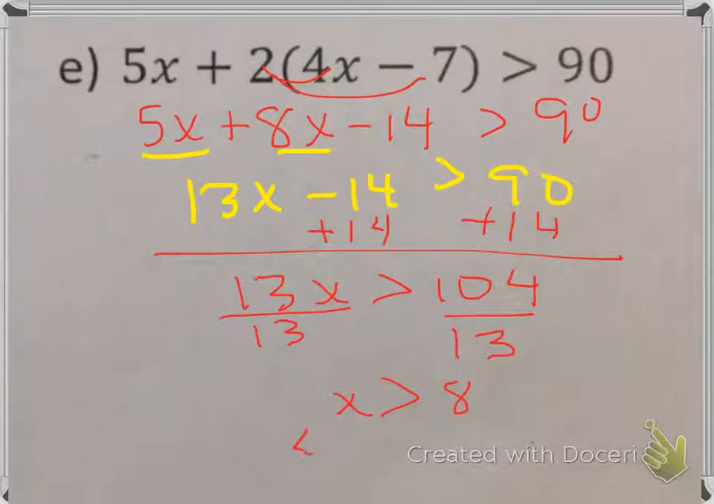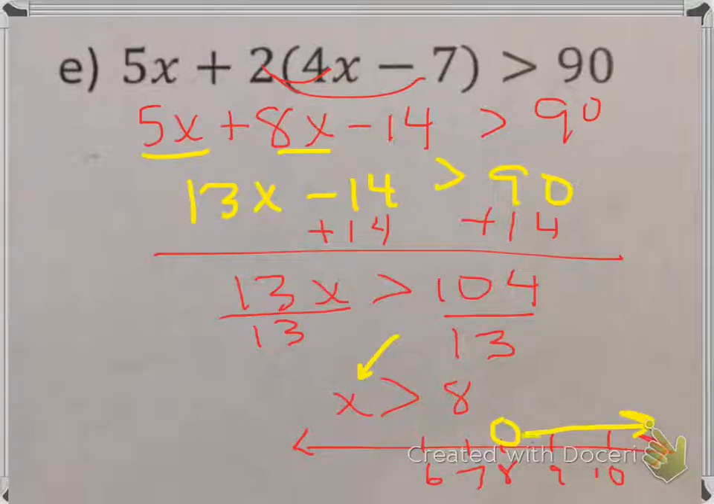I would throw that on a graph really quick. So 8, 9, 10, I'm going to throw on 7 and 6. Because this does not have the equal to sign, it will be an open circle at 8. All of my solutions are greater than 8, so I go in the greater than direction, and that would be my solution in graphed form.